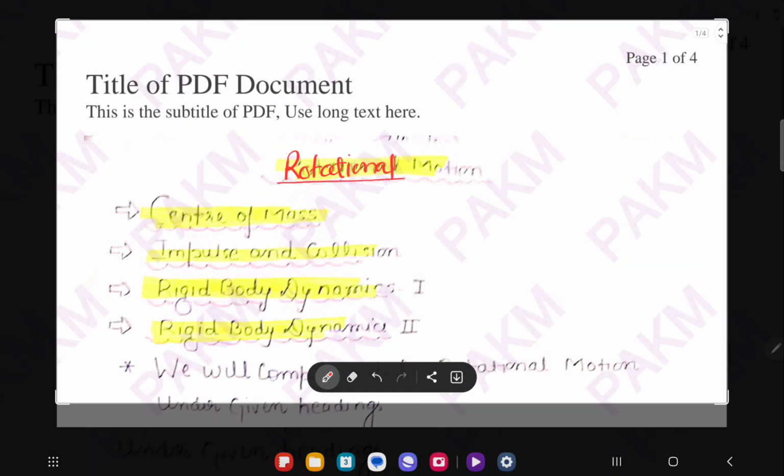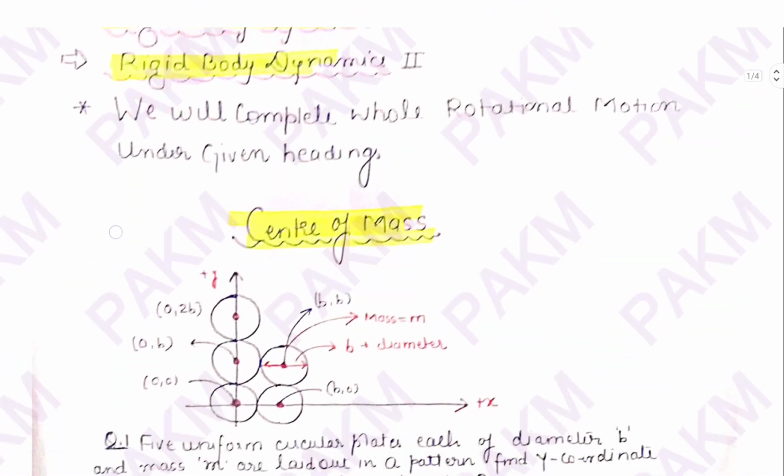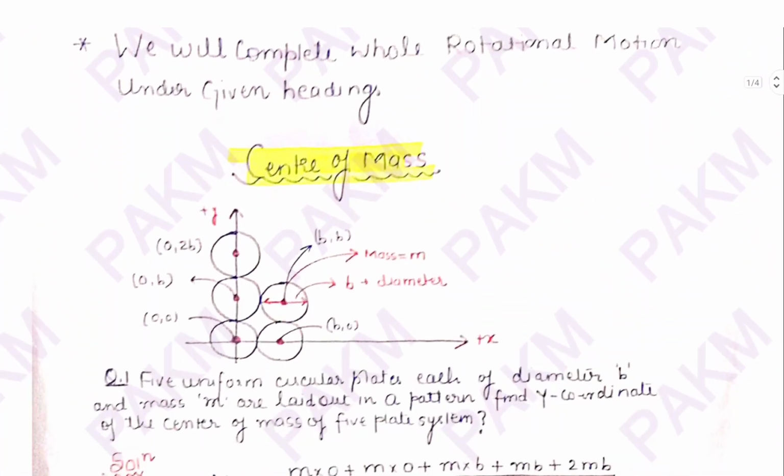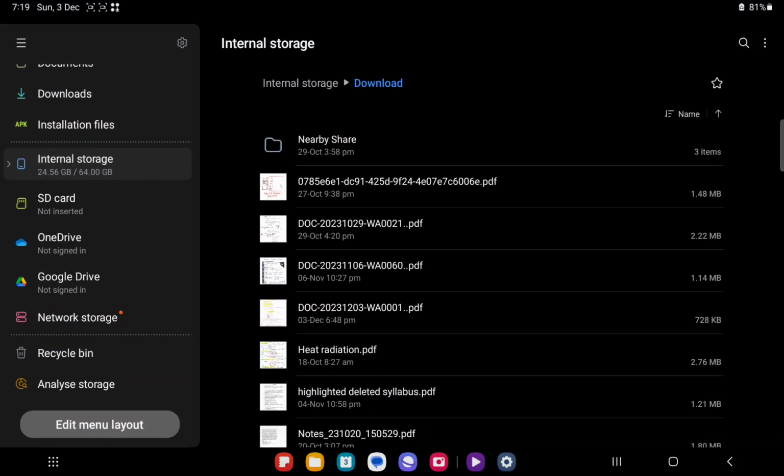Now rotational motion is classified into the following classification: center of mass, which we will do initially, then impulse, then rigid body dynamics 1, rigid body dynamics 2, and I hope afterward you will feel very connected and you will be able to solve the problem of p by q as well. So the first topic we're going to start off with is the center of mass.